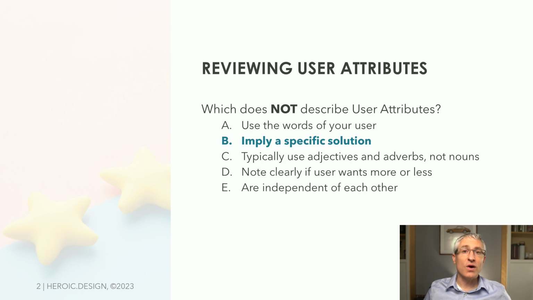The thing we don't want to do is to imply one solution. User attributes should describe all possible great solutions. If you haven't seen it yet, you can check out episode 6 on user attributes.